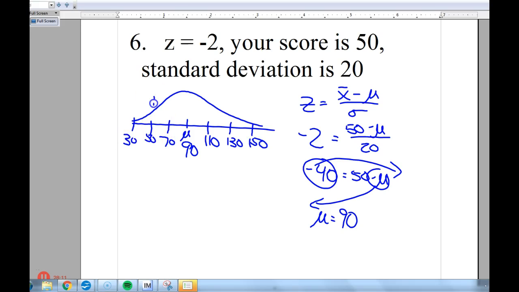So I had a z-score of -2, which was right there. What percent of scores are below that z-score of -2? 2.5, right? Wow. How many had that?